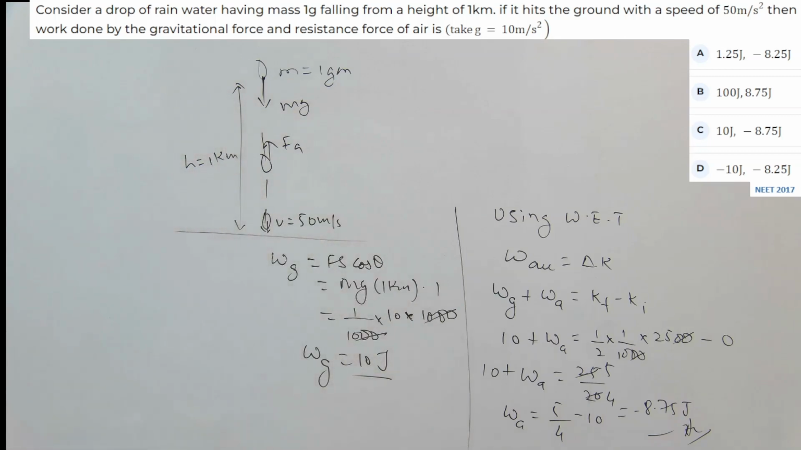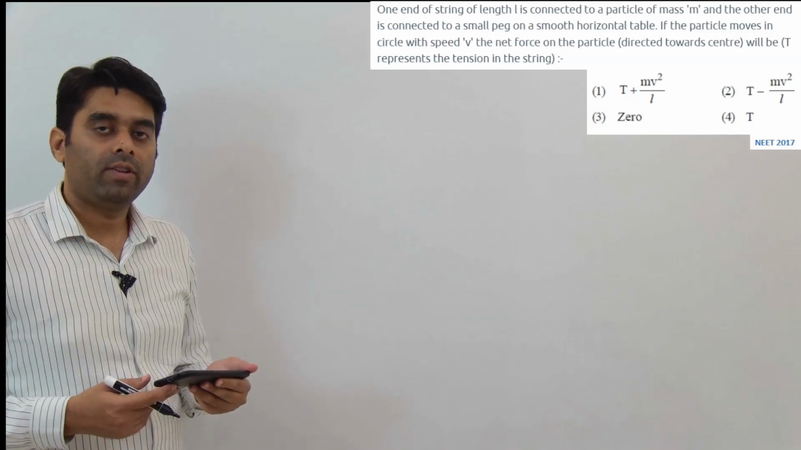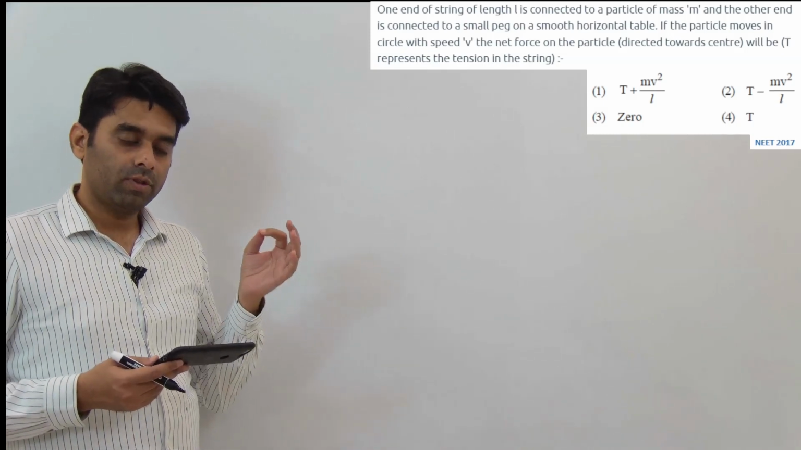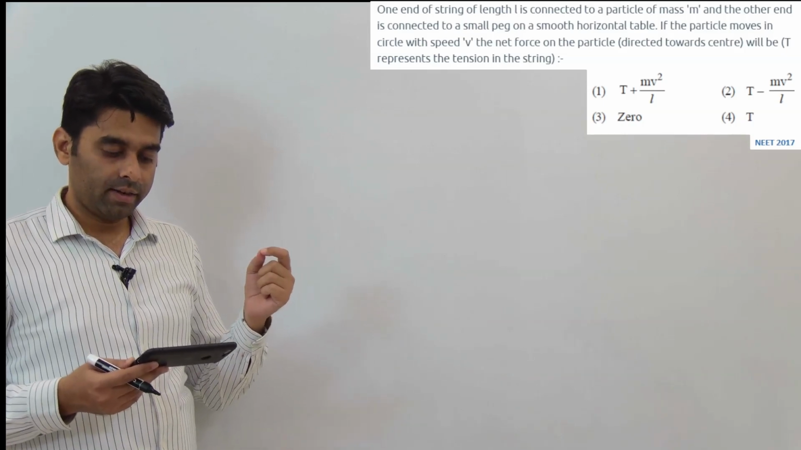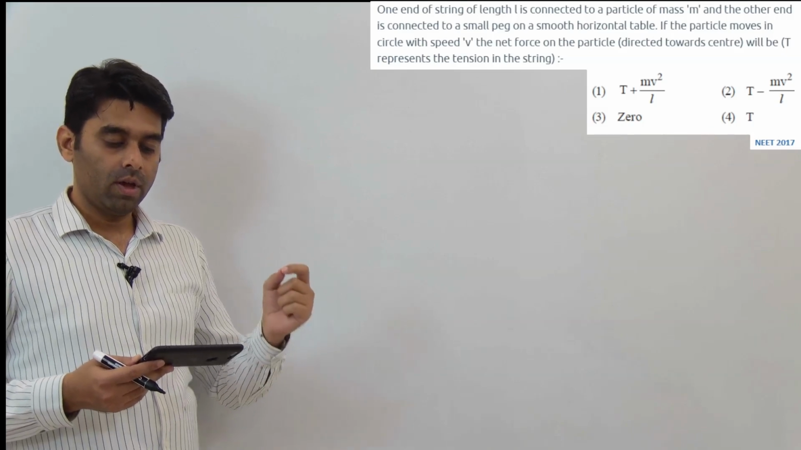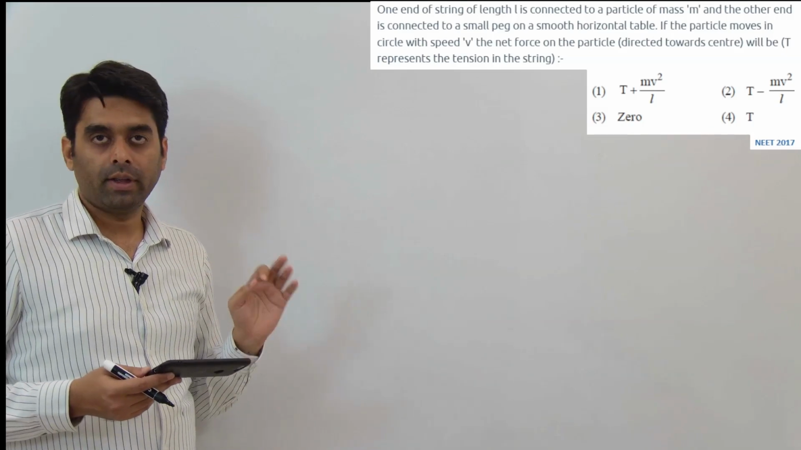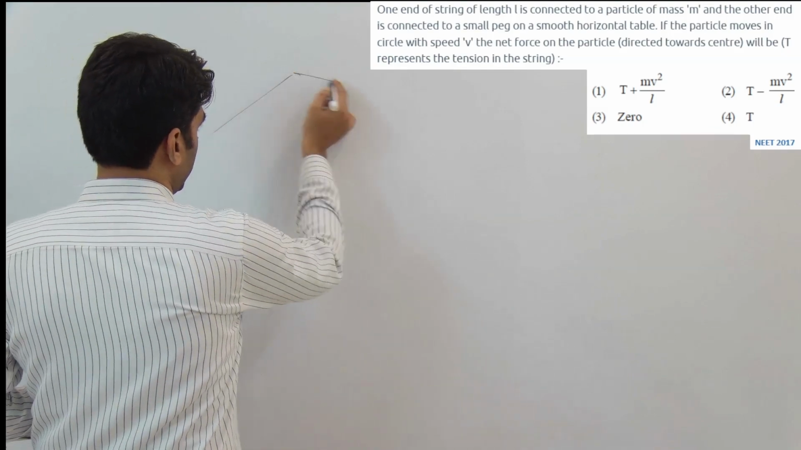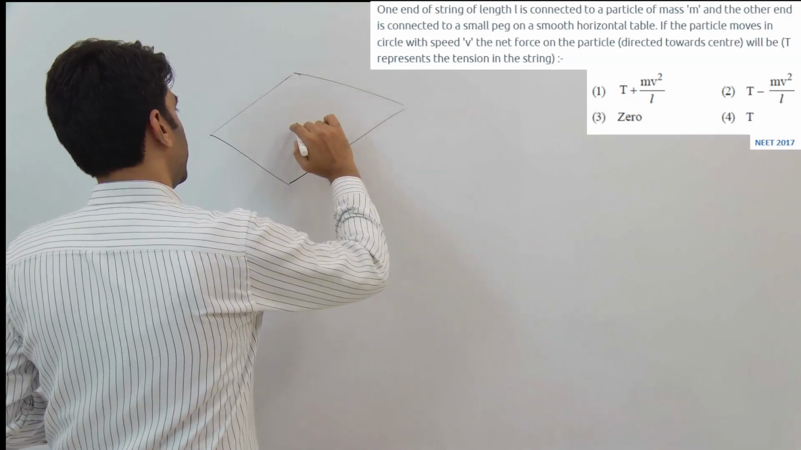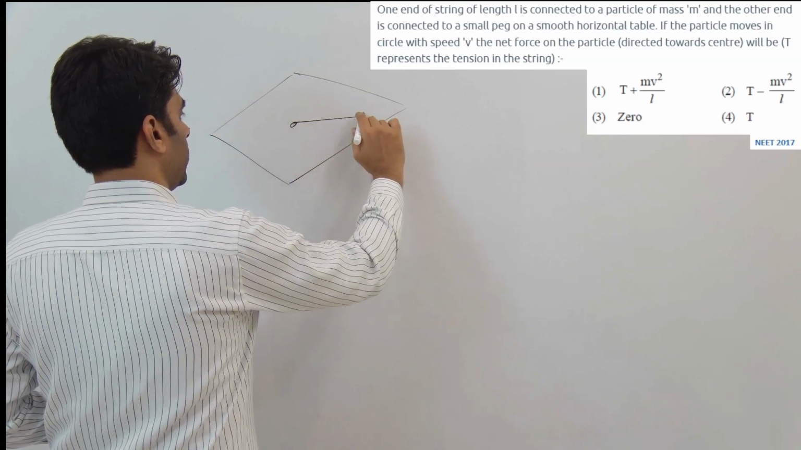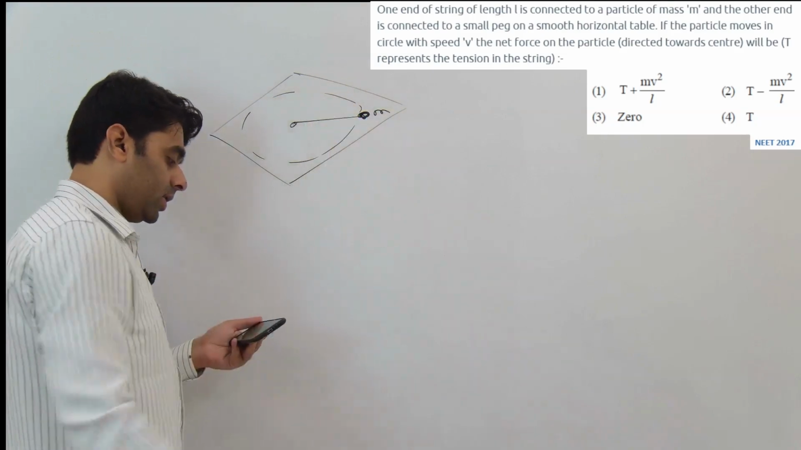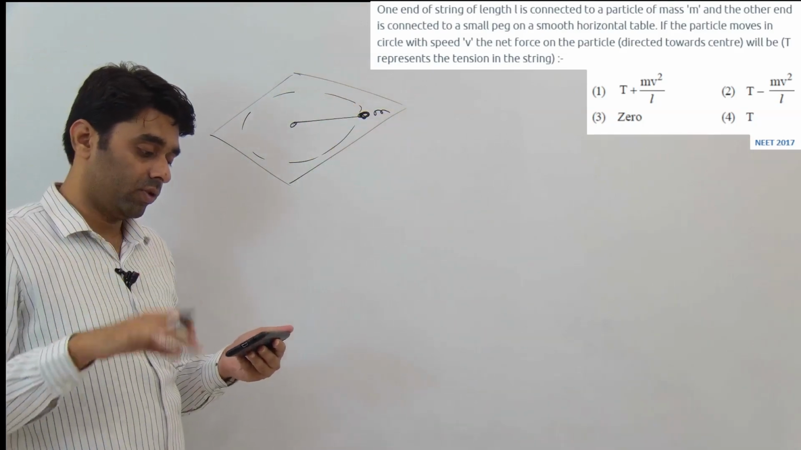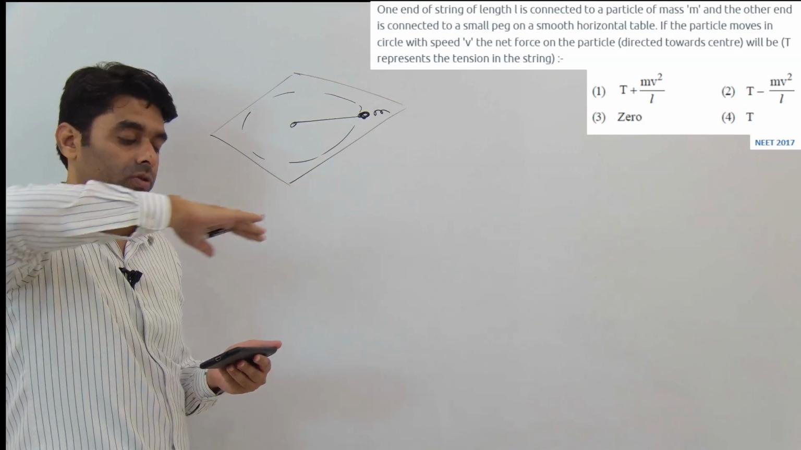So our next question says, one end of a string of length L is connected to a particle of mass m and the other end is connected to a small peg on a smooth horizontal table. Fine. So let us draw the situation. Horizontal table, and what you have on this side is particle m. So horizontal motion is taking place basically. Over here horizontal motion will take place. The motion will happen in the horizontal plane. Fine.